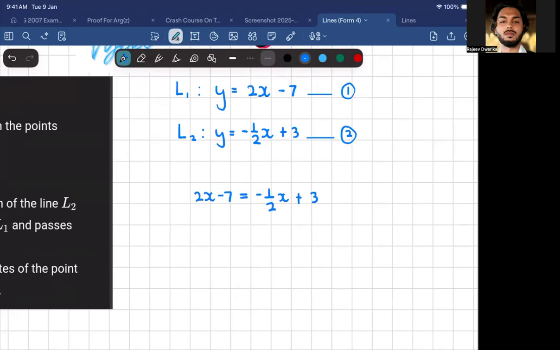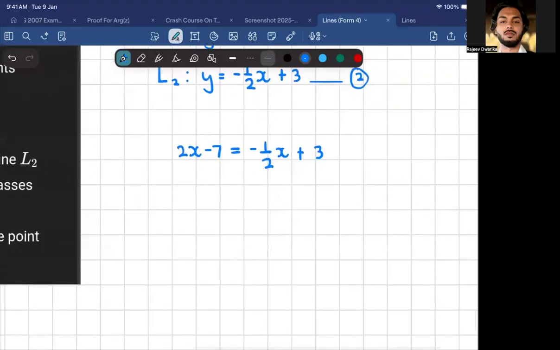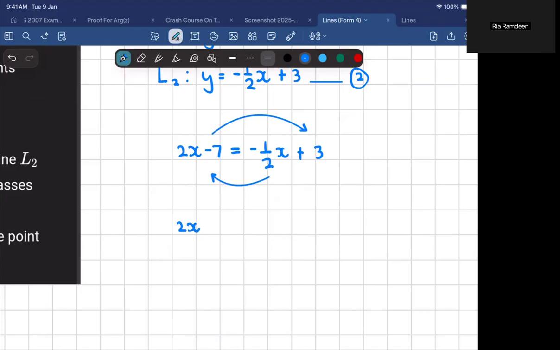If I'm trying to find x, all the x terms should be on what side? On the left side. All the constants should be on the right side. Correct. So minus 7, leaving it here, moving it across. Minus a half x, leaving it here, moving it across. So on the left-hand side, I'm going to write 2x plus a half x equals 3 plus 7.